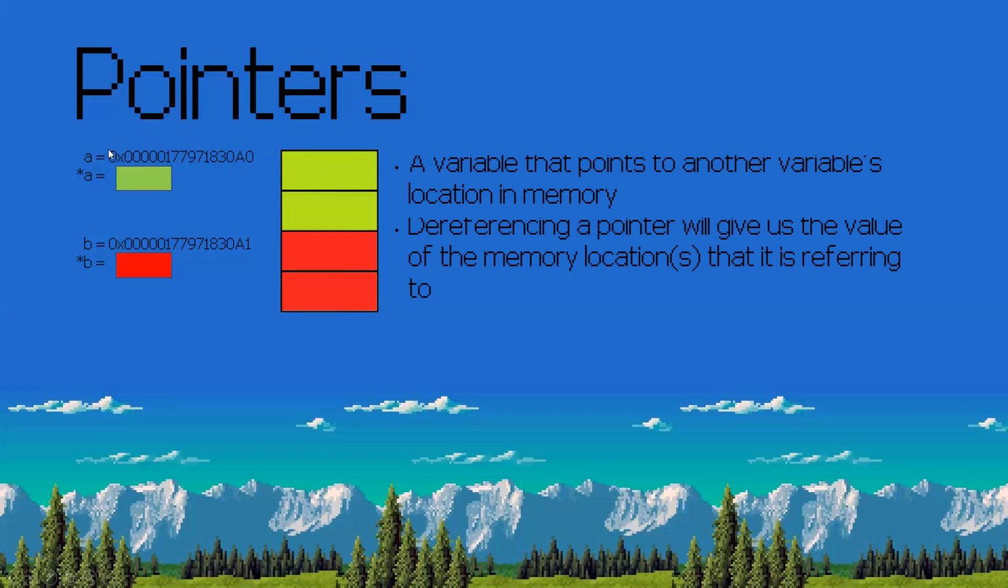So here I have this variable a, which is pointing to this variable's location in memory. And this value a here, which is the pointer, when I put an asterisk in front of it, it will become dereferenced. And here it will give me the green value, which is represented here.